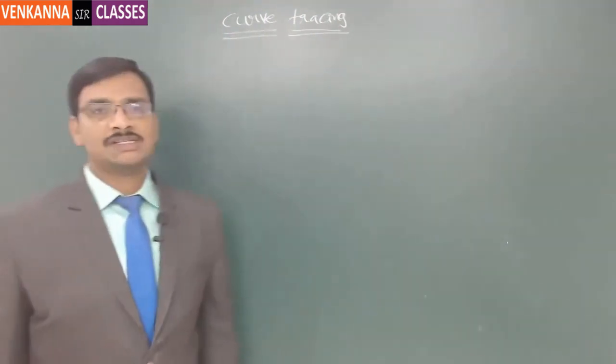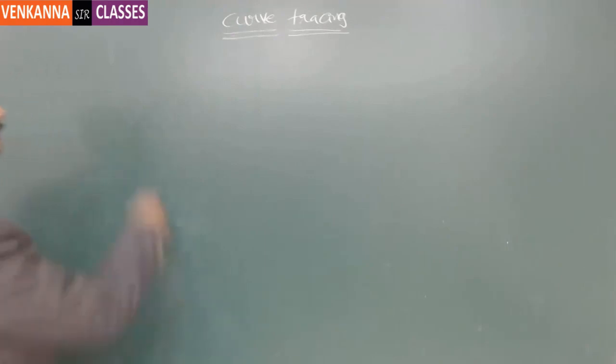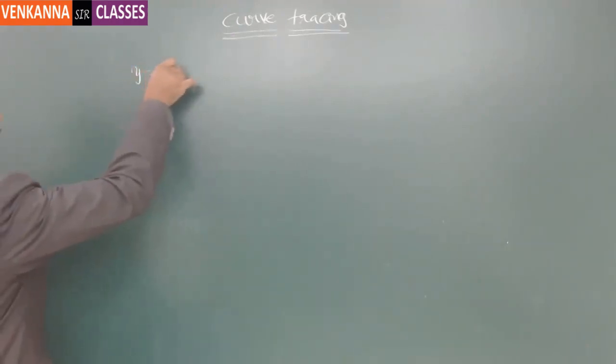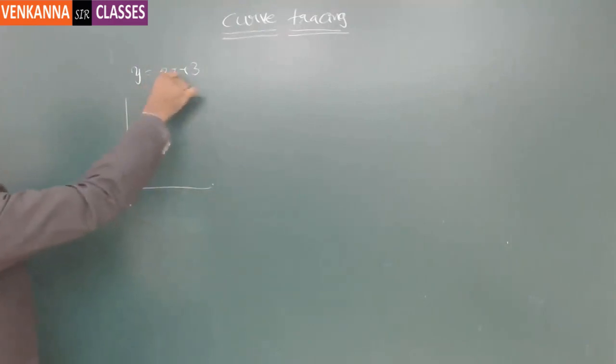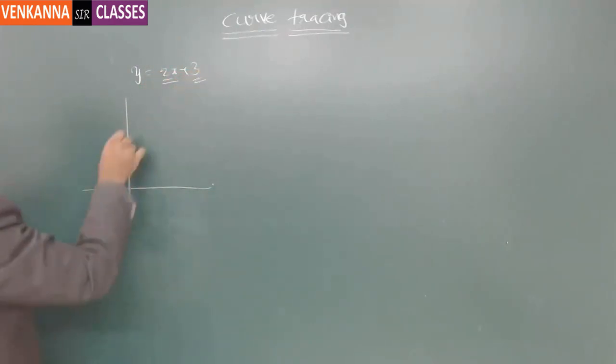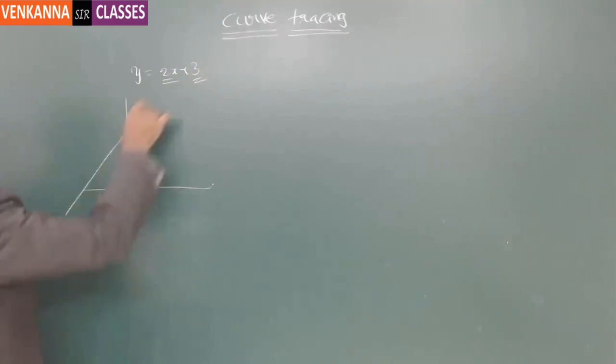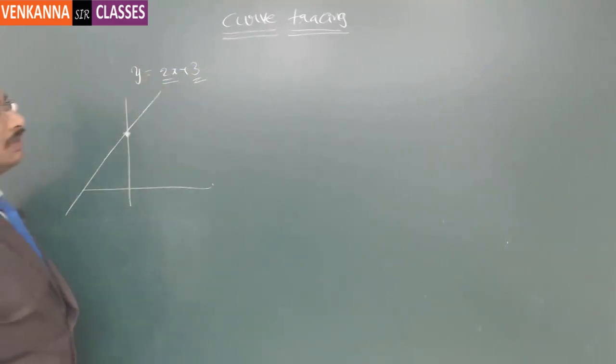Suppose it is a simple equation like y is equal to mx plus c, or y is equal to 2x plus 3. Then you can straight away say that this has a slope of 2 and a y-intercept of 3. So this is a positive slope and this is how the curve is going to be. This is a simple curve.